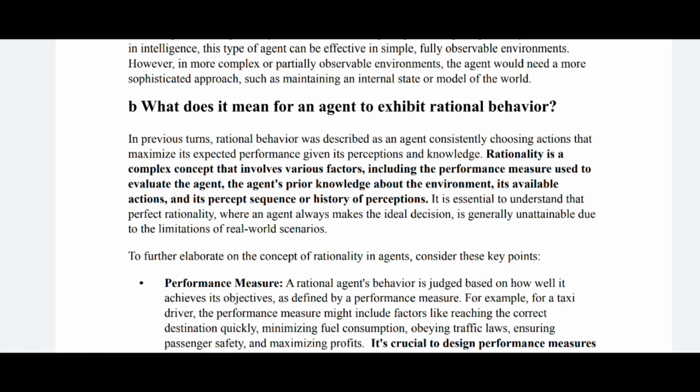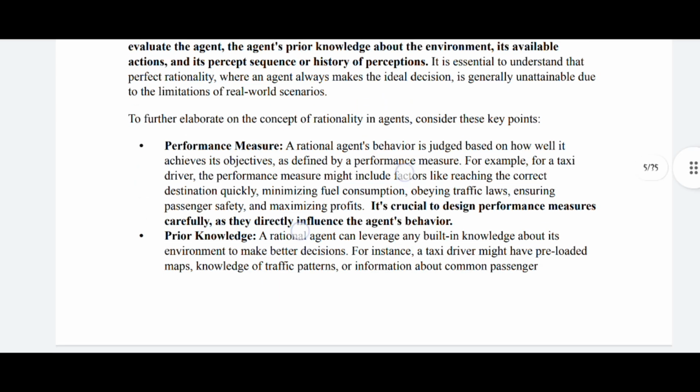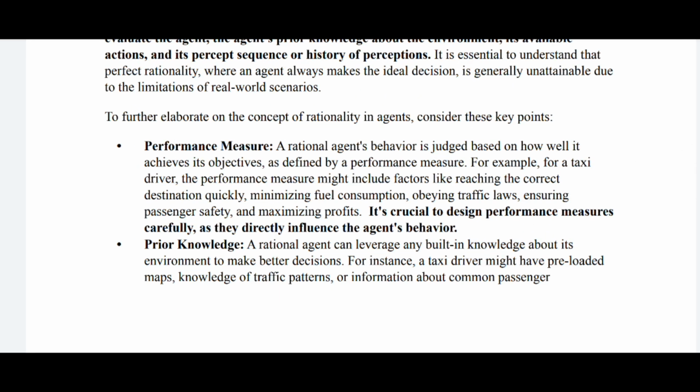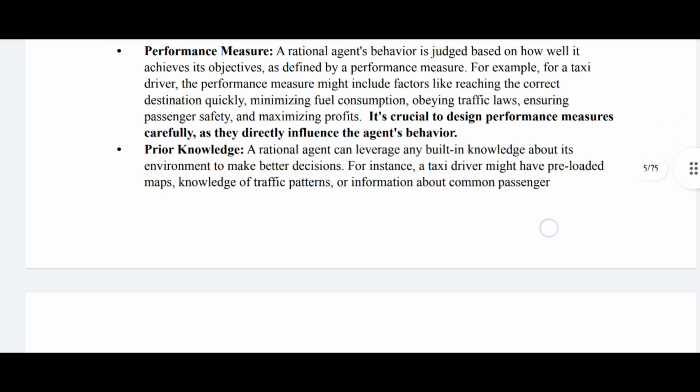Rationality is a complex concept that involves various factors, including the performance measure used to evaluate the agent, the agent's prior knowledge about the environment, its available actions, and its percept sequence, the history of perception. It is crucial to design a performance measure carefully, as it directly influences the agent's behavior.